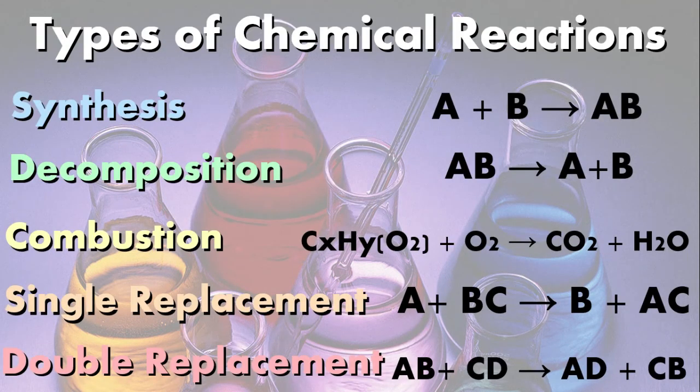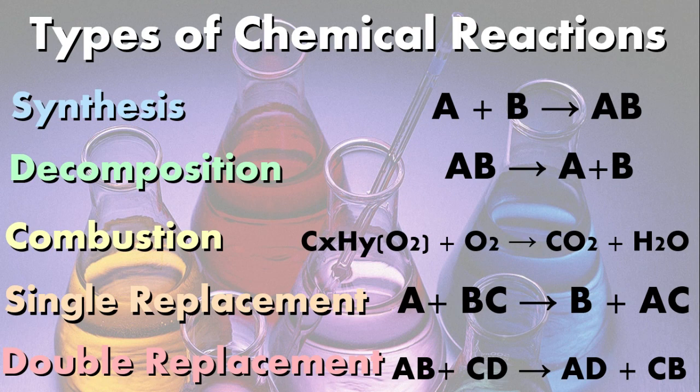To summarize the discussion, we have five types of chemical reactions. We have synthesis or combination, and this is the formula A plus B yielding AB. Decomposition is just the opposite of synthesis, so AB will yield A plus B. Combustion is just burning. Any reaction of a hydrocarbon will yield carbon dioxide plus water. For the single replacement or displacement, one element will replace another element, so the formula will be A plus BC will yield B plus AC.